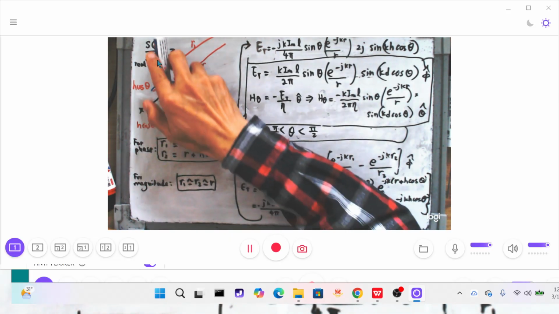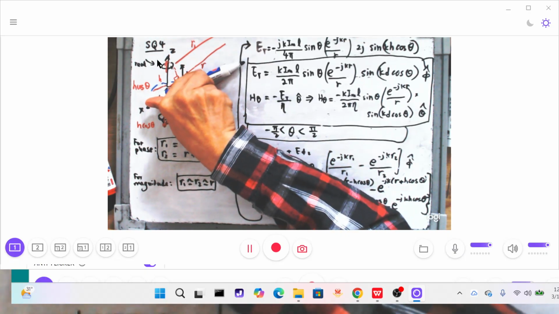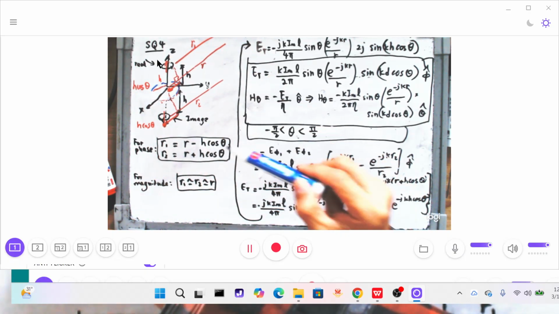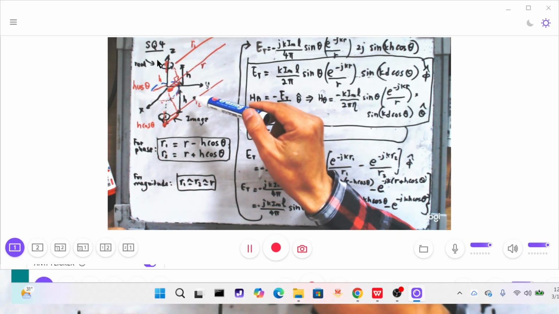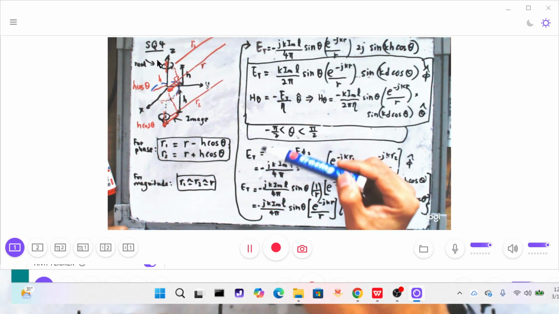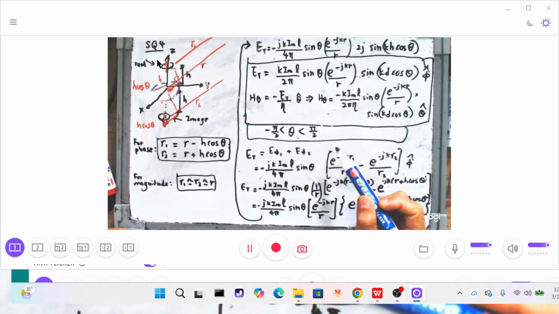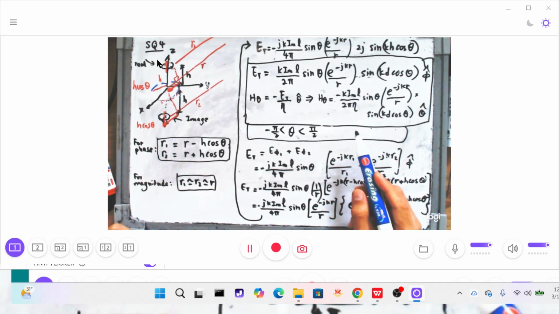Below the infinite ground plane, there will be no field. So this is the suggestion.